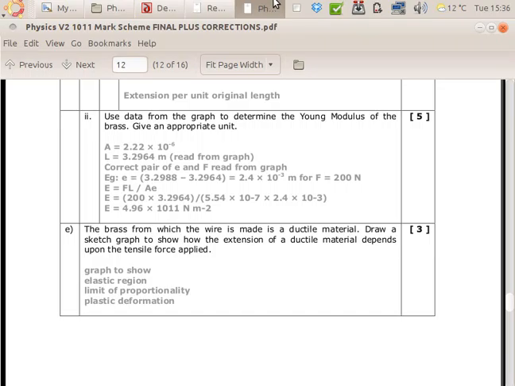We got something close. We got about 5 times 10 to the 11. 5.1. Yeah, it's the same thing. It depends how well you read the graph. So that's right. Did we show the elastic region? Yes. Did we show the plastic deformation? Yes. Did we show the limit of proportionality? The elastic limit is where it stops being proportional. They just worded it differently.